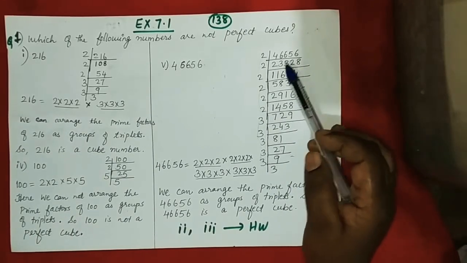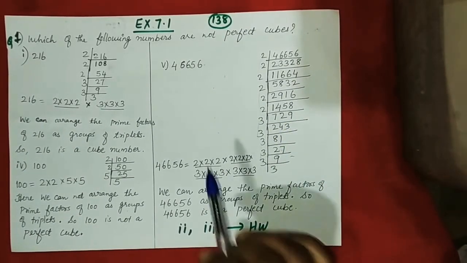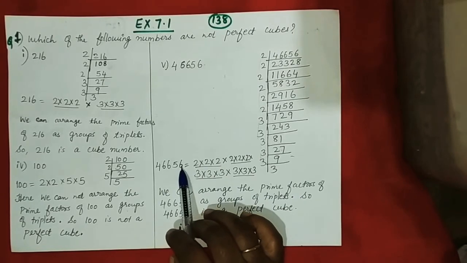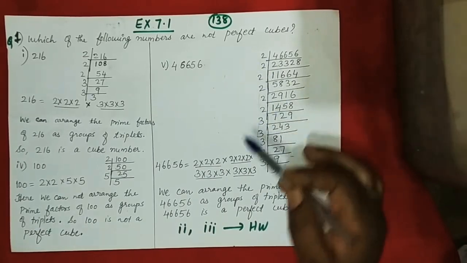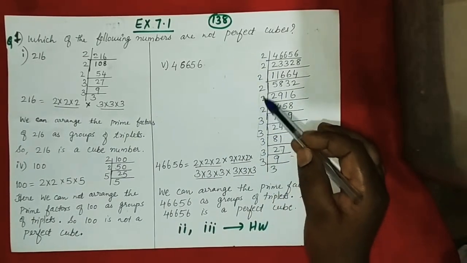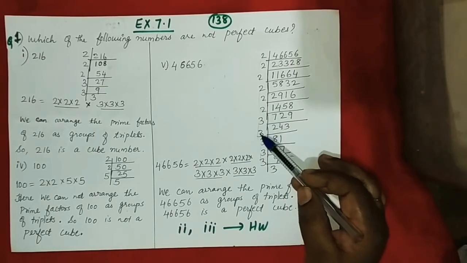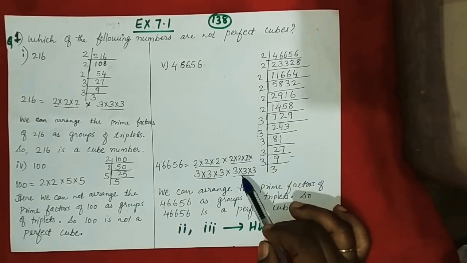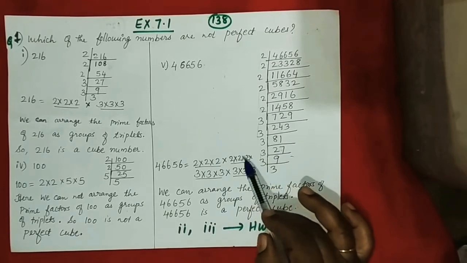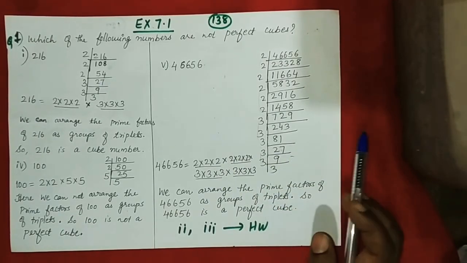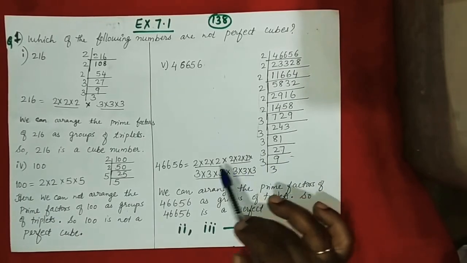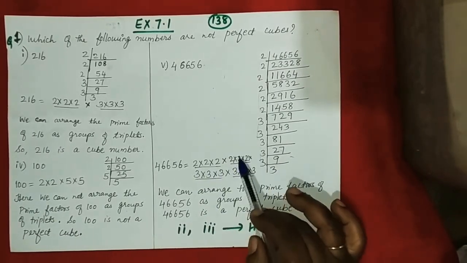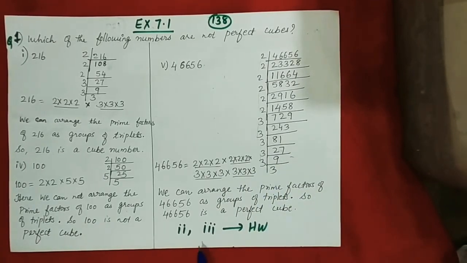So we are writing 46,656 as a product of prime factors. So 2 into 2 into 2, one group of 2. Now another 2 into 2 into 2, another group of triplets. Okay, 3 into 3 into 3, other group of triplets of 3. Now 3 into 3 into 3. See, we can arrange all the prime factors as groups of triplets. So 46,656 is a perfect cube. If it is possible, we can say it is a perfect cube. So second and third of question number 1, do as homework.